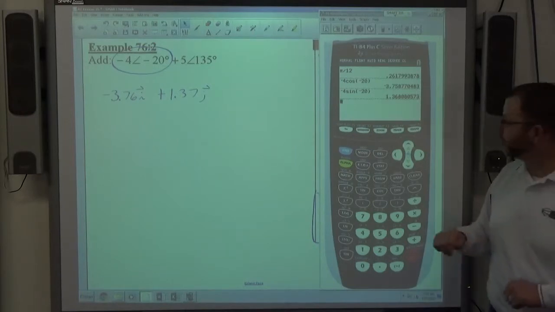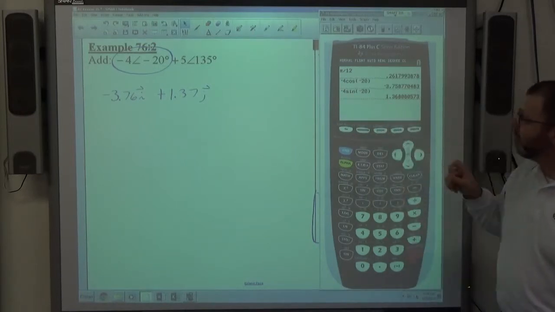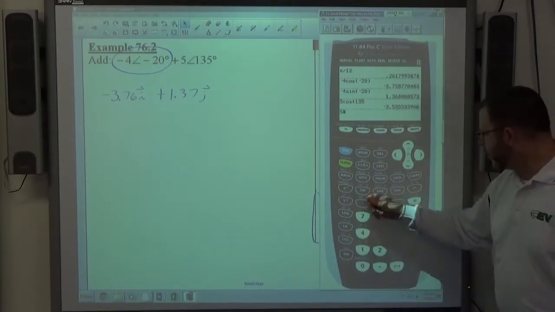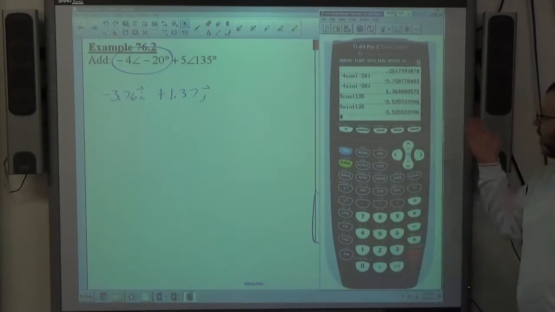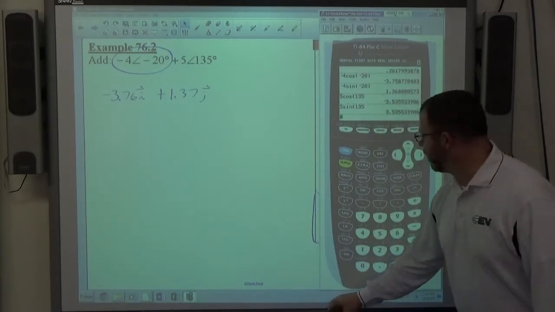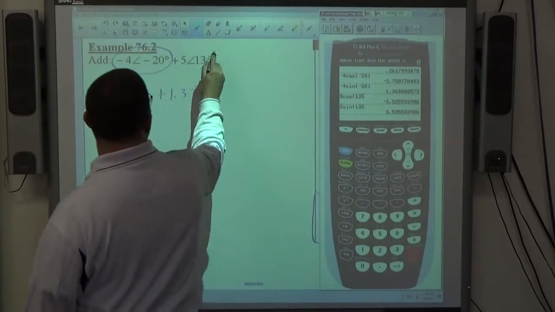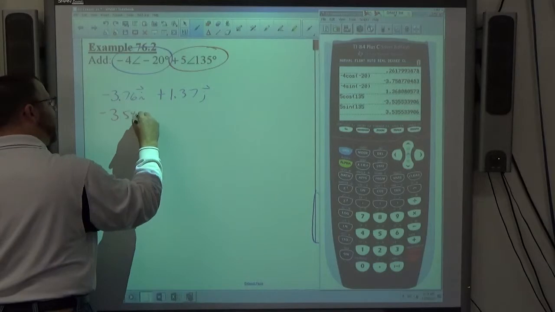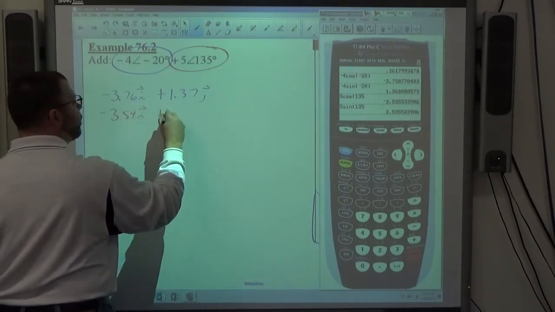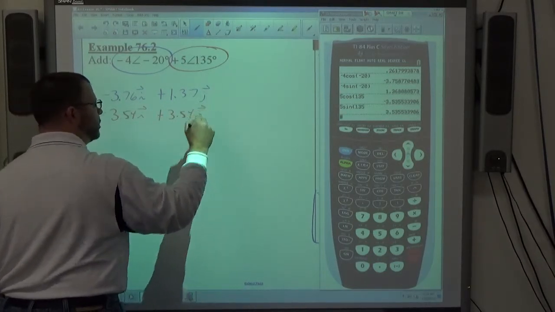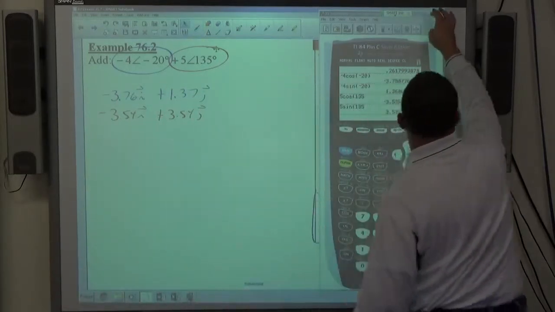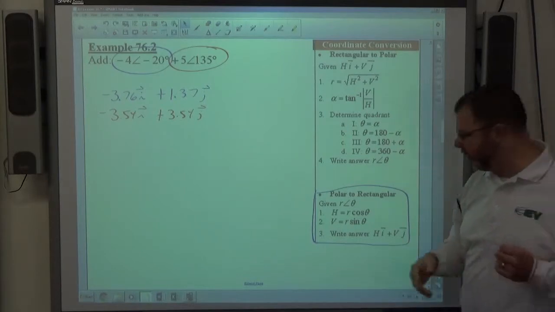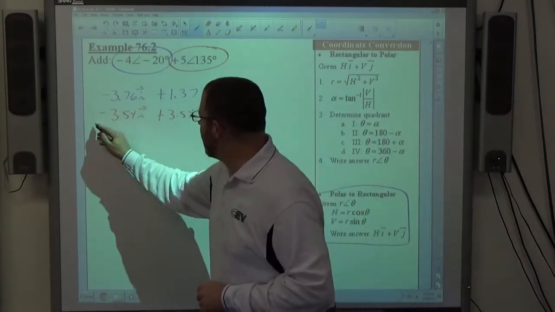That happens occasionally. All right, the second vector, 5, 135, so I do 5 cosine 135, and then 5 sine 135, and we get our I and J vectors there. Negative 3.54 for both, or sorry, one's positive, right? So negative 3.54 I vector and positive 3.54 J vector. All right, so that's priority one. Get both vectors into rectangular form, which allows us to add the components together to get a resultant vector.